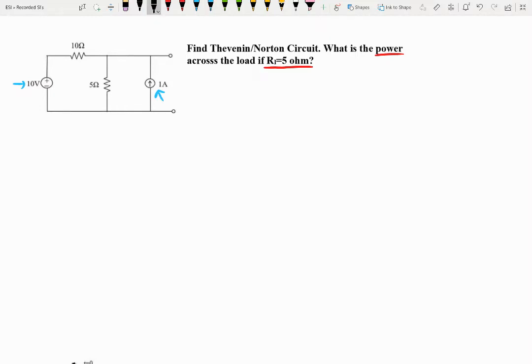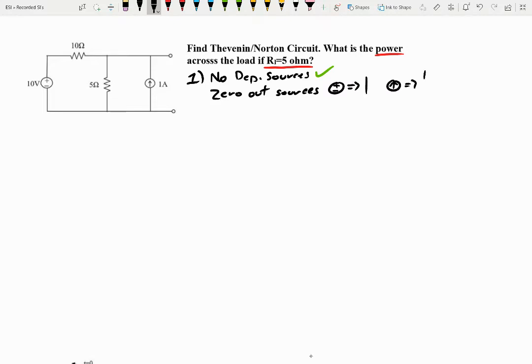So we need to find the Thevenin source. So we need to find R Thev and V Thev. So step 1, there's no dependent sources, and I don't see any diamonds in there or anything, so we're good. Step 2, sorry. So therefore we'll zero out our sources. So we'll turn the battery into a wire, and the current source into an open terminal.